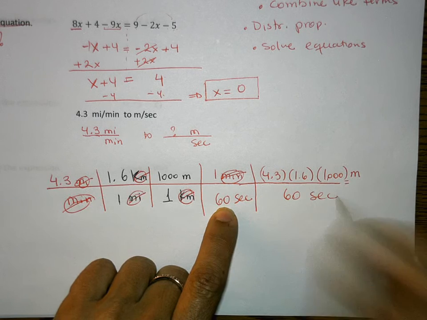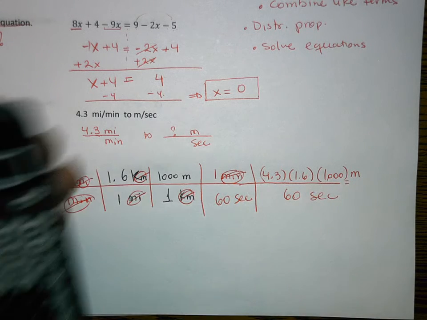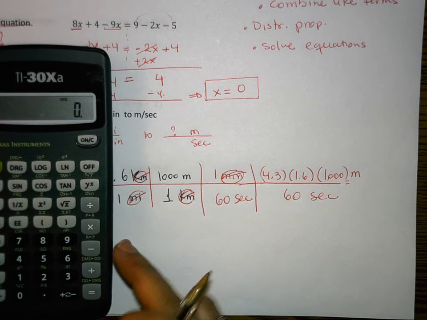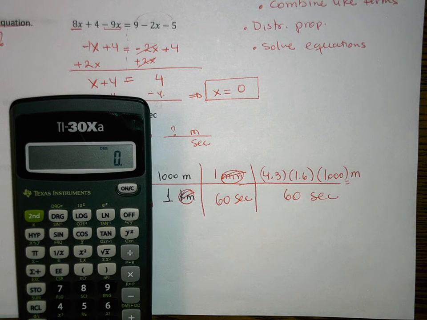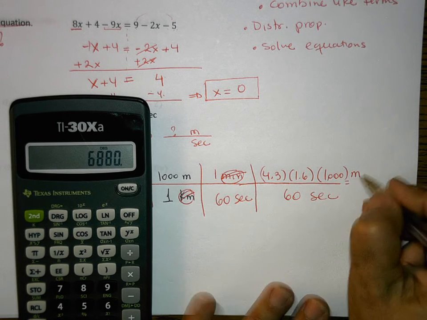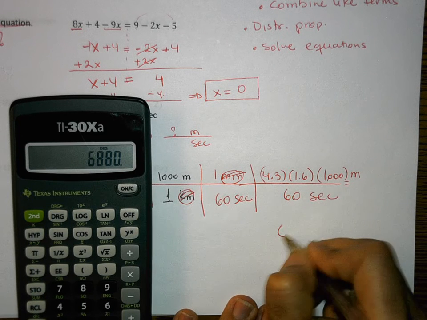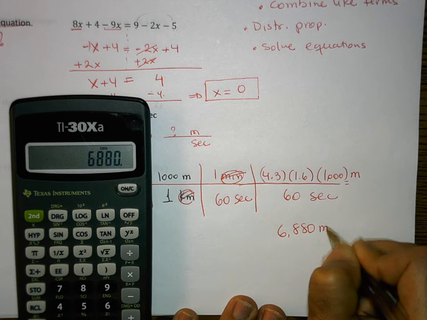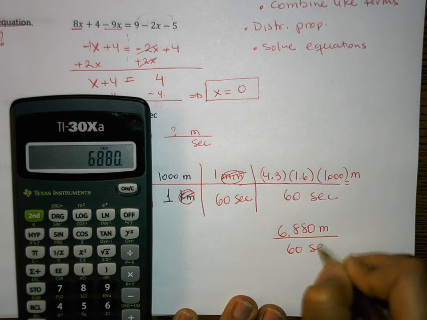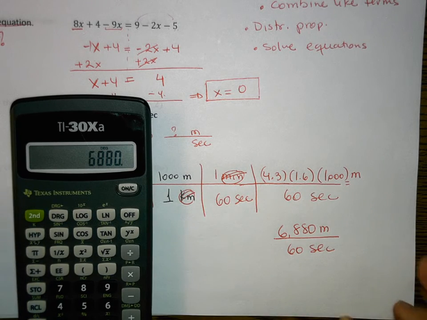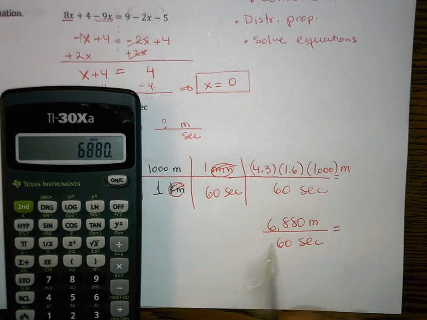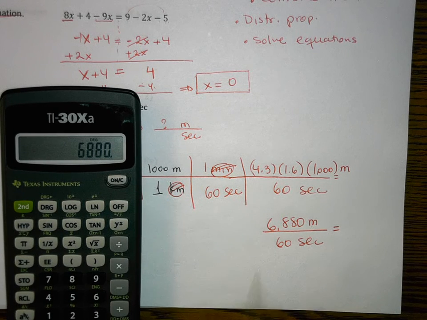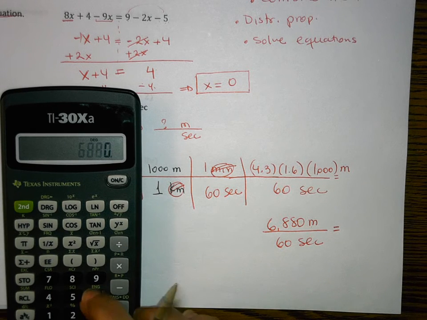So if you use your calculator, that you'll also be allowed to use on the test, all you have to do is multiply 4.3 times 1.6 times 1,000. And you get the answer, I'm going to put it down here, is 6,880 meters divided by 60 seconds. You got to finish this. You got to finish all the way and finish the division. 6,880 meters divided by 60 seconds.